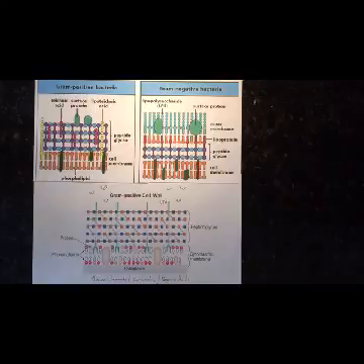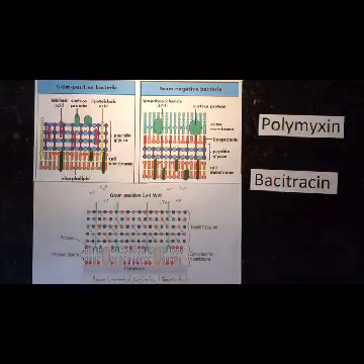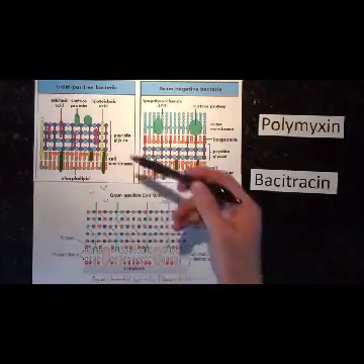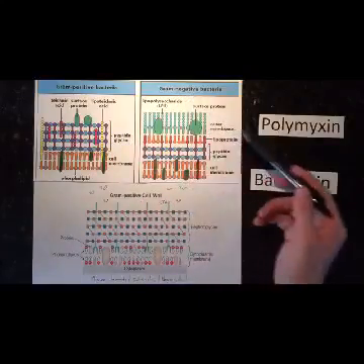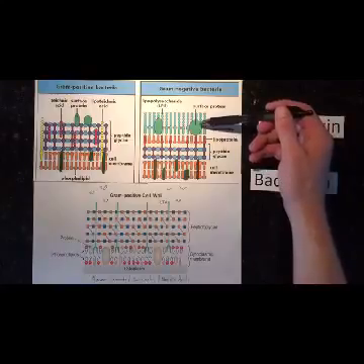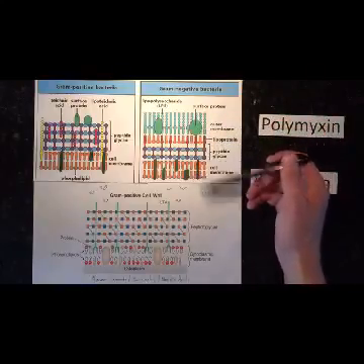Another mechanism of antibiotics is the alteration of cell membrane permeability. Two examples of antibiotics that do this are polymyxin and bacitracin. Cell membranes are one of the most important parts of a cell, whether it's eukaryotic, prokaryotic, gram-negative, or positive. In gram-positive bacteria, it contains just one cell membrane inside of the cell wall, while in gram-negative bacteria, it contains both an outer membrane outside of the cell wall and a cell membrane inside the cell wall.